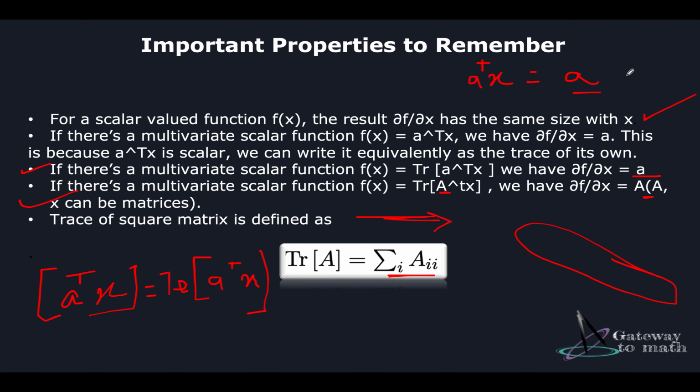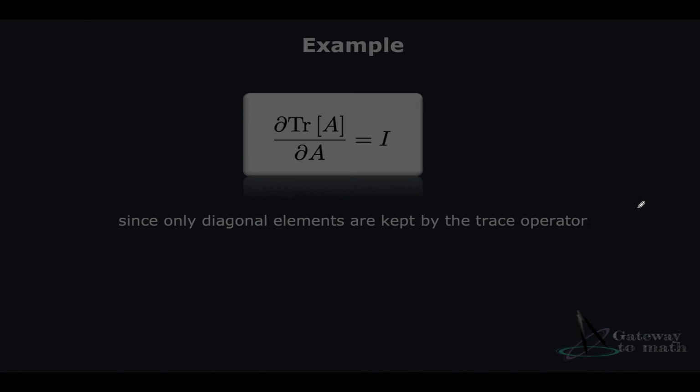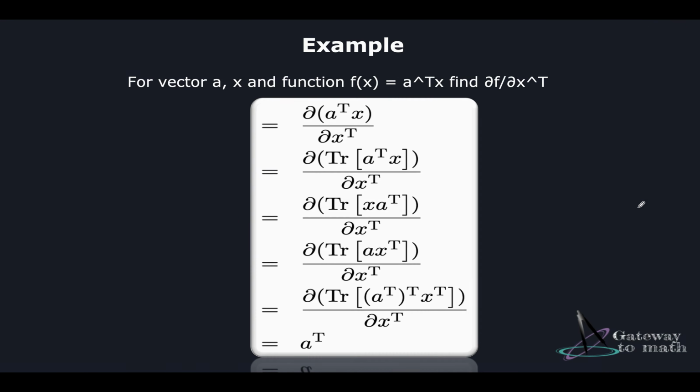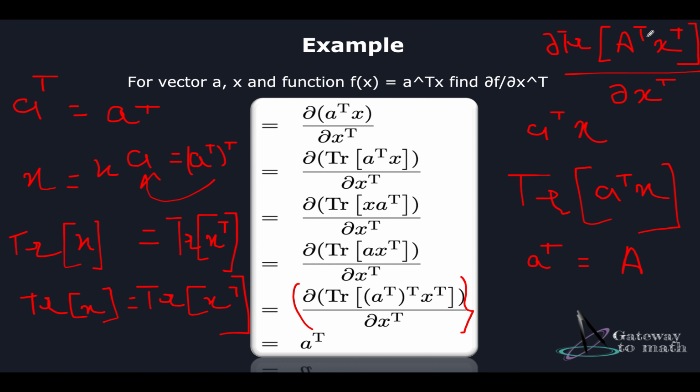Now this expression should look really similar to one of the points we discussed, and the point is this one. If there's a multivariate scalar function f of x which equals trace of transpose of A x, we have del f upon del x equals capital A, which is the matrix. So if we pay close attention to the final value that we have obtained, it is transpose of A times transpose of x. This whole operation is squared under the trace operator.